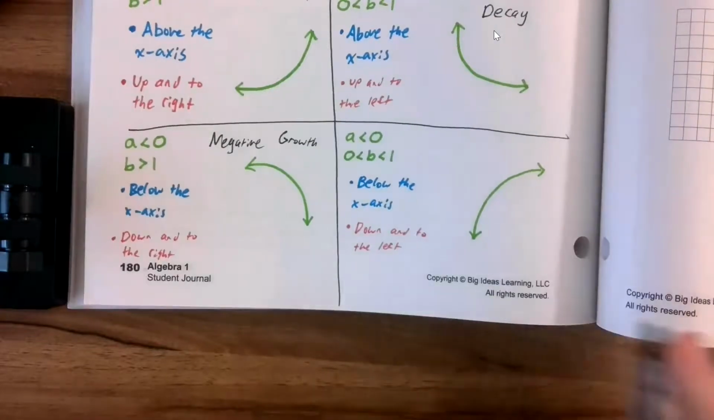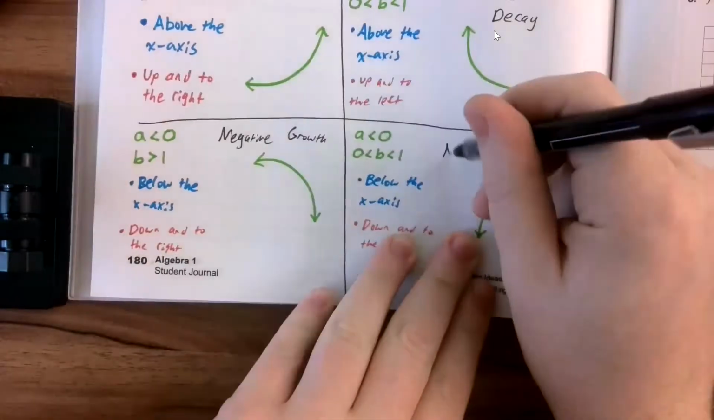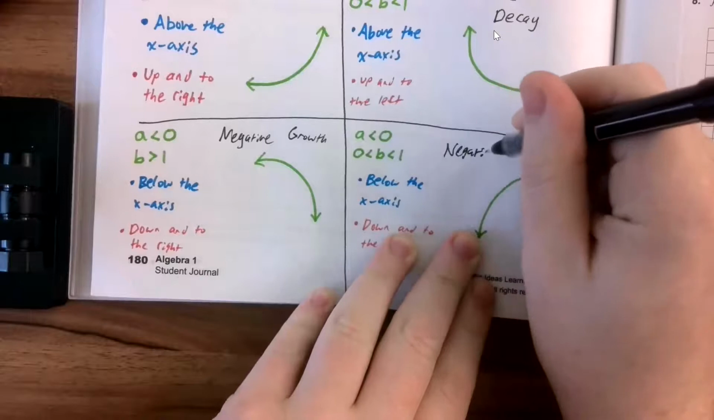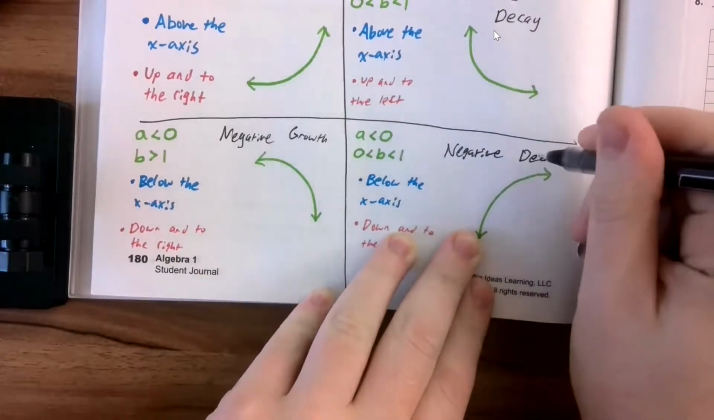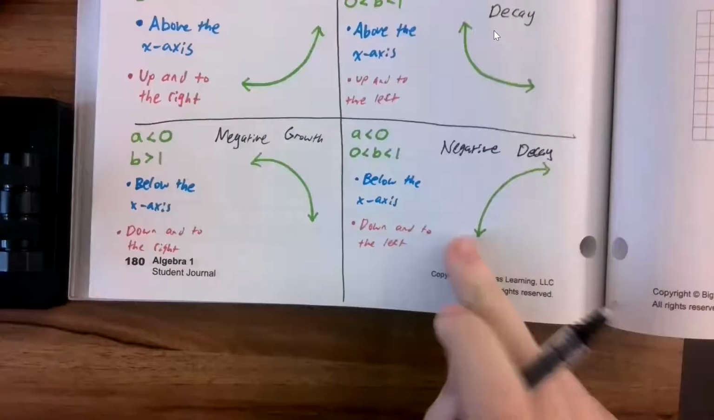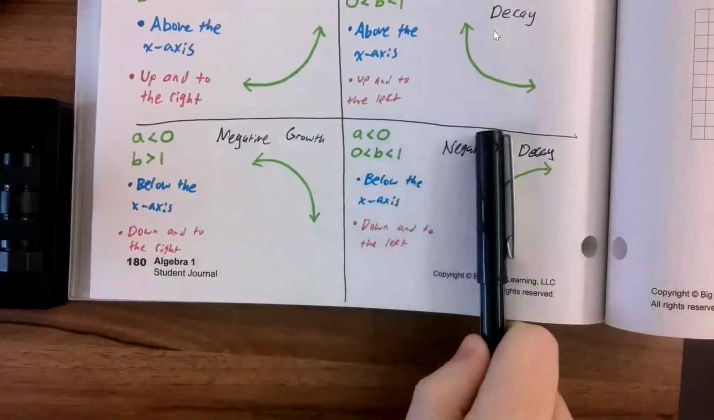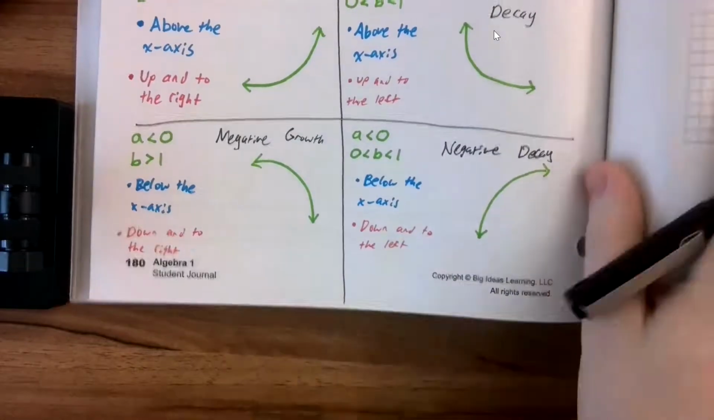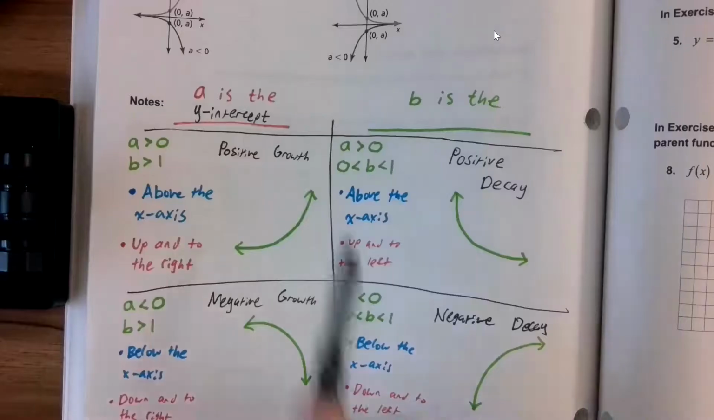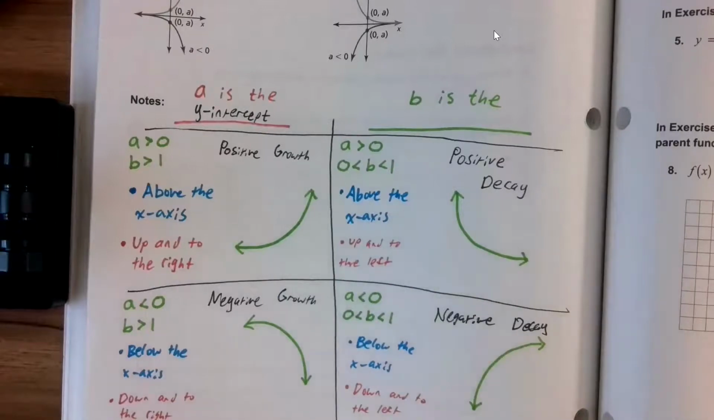Last but not least, this one is also negative because it's below the x-axis, but we call this one decay. As it goes from left to right, it gets closer to zero, closer to our x-axis. So here we have it: positive growth, positive decay, negative growth, and negative decay.